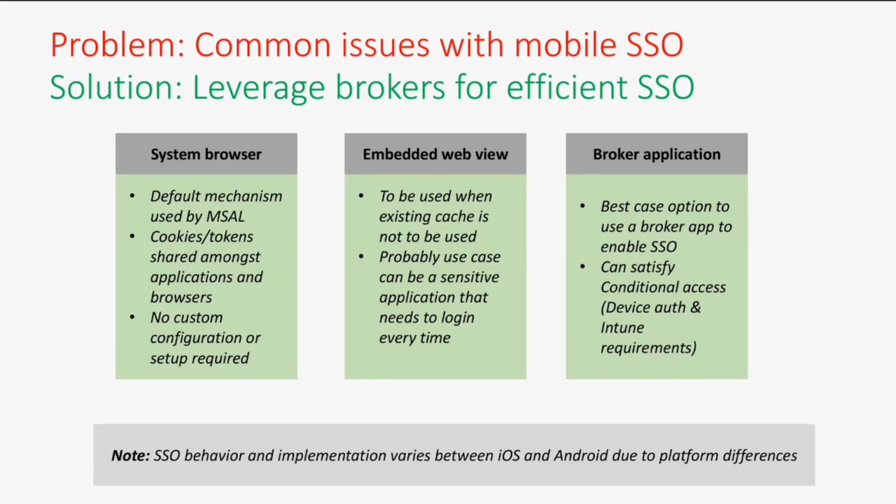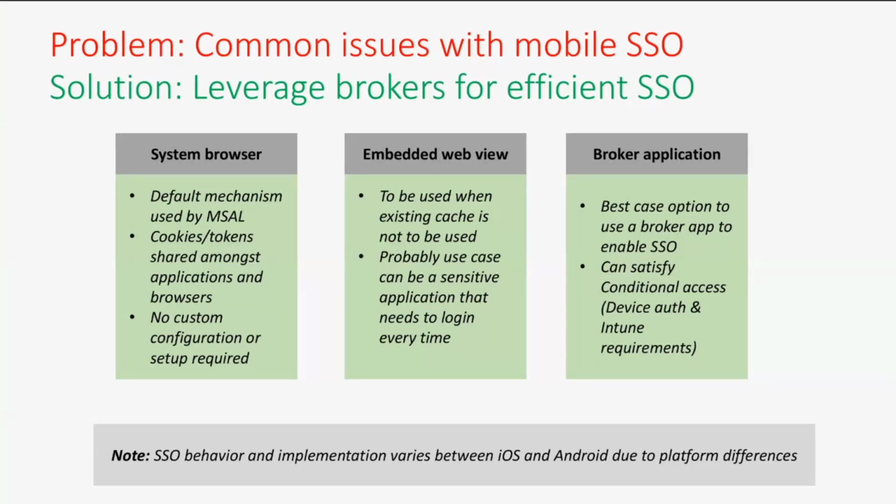Our sample includes code to have the broker integration by default. If you set up the sample following the entire steps, you add the platform requirements for onboarding a broker app and install the broker app, that is Authenticator or Company Portal, on the respective platforms, then the sample apps by default leverage the broker. The simple reason is you get SSO for all the applications.